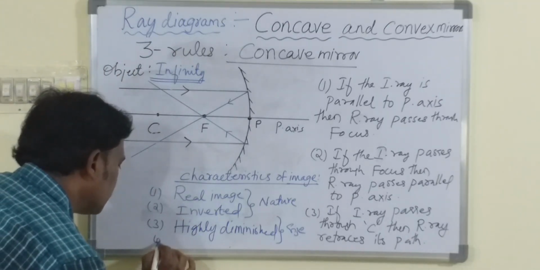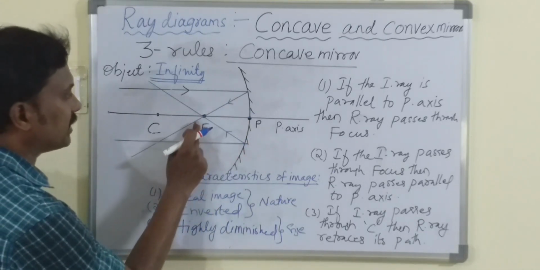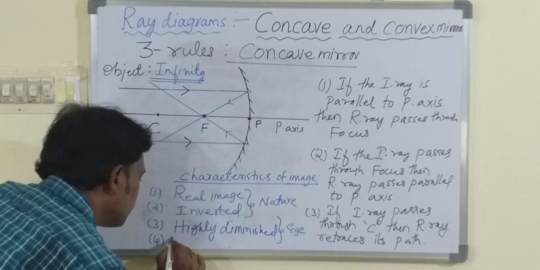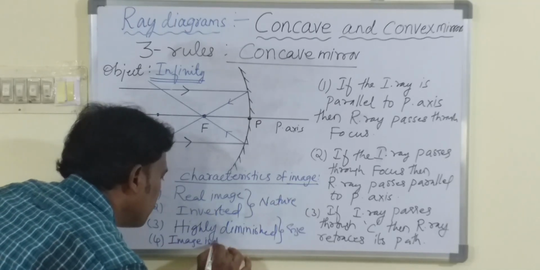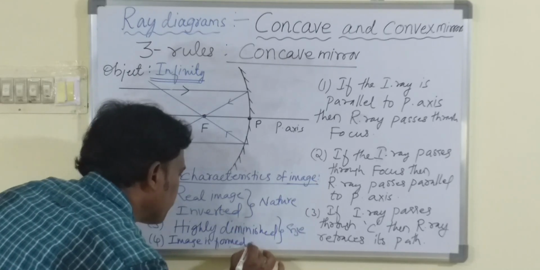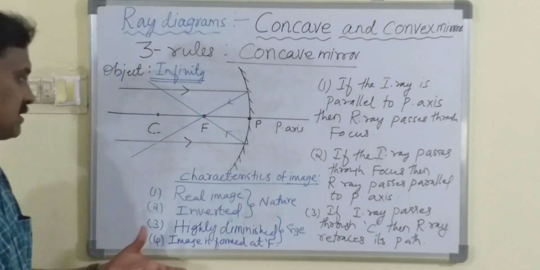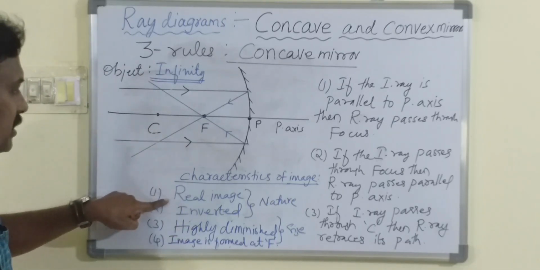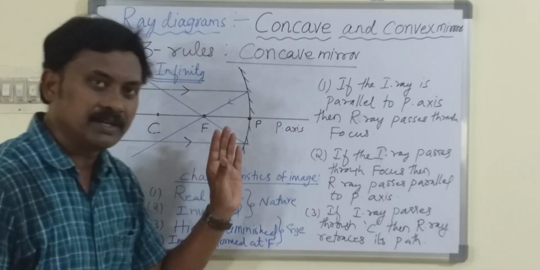And the fourth one tells us about the position. Where is it formed? The two reflected light rays are meeting at F. So we are getting the image at F. So image is formed at F. So you have to remember all these characteristics. When the object is at infinity, we are getting a real and inverted image. We are getting highly diminished, and the image is formed at F.